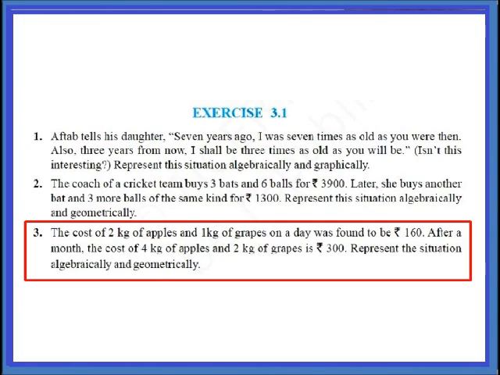This is exercise 3.1 and question 3: The cost of 2 kg of apples and 1 kg of grapes on a day was found to be rupees 160. After a month, the cost of 4 kg of apples and 2 kg of grapes is rupees 300. Represent the situation algebraically and geometrically.